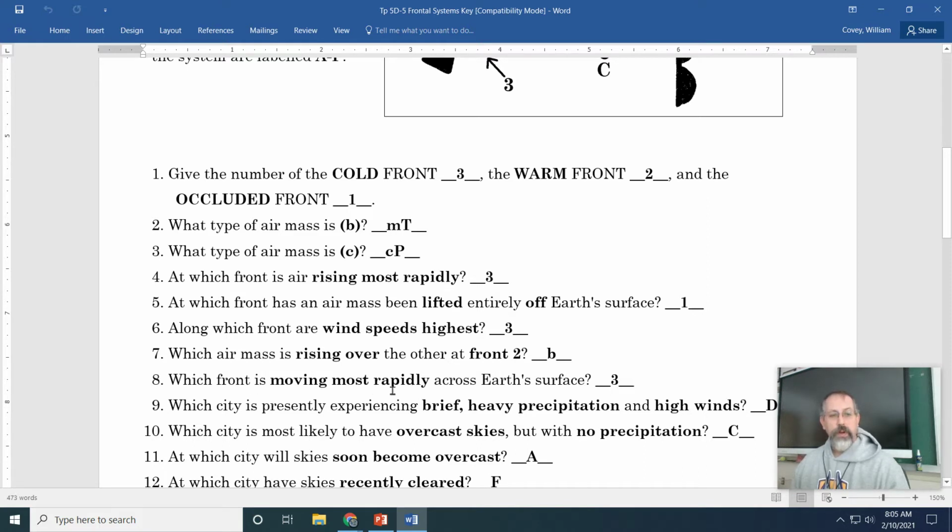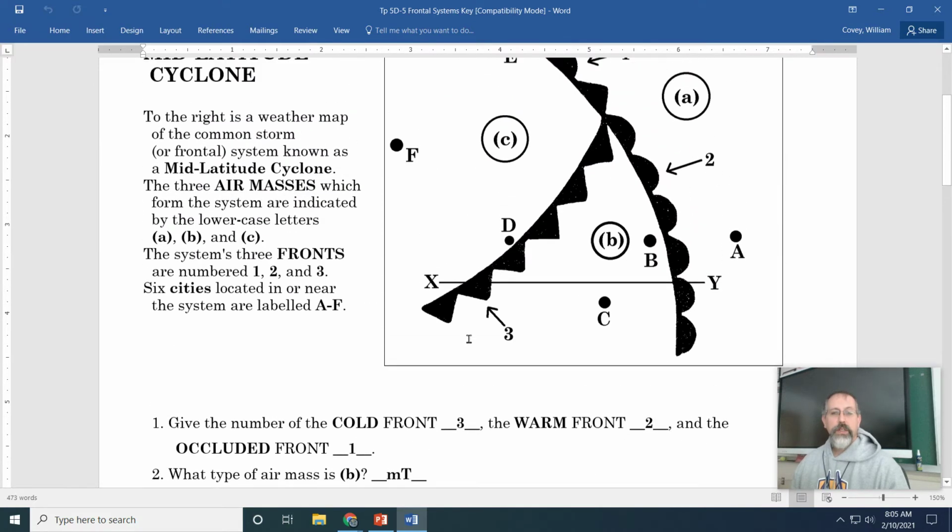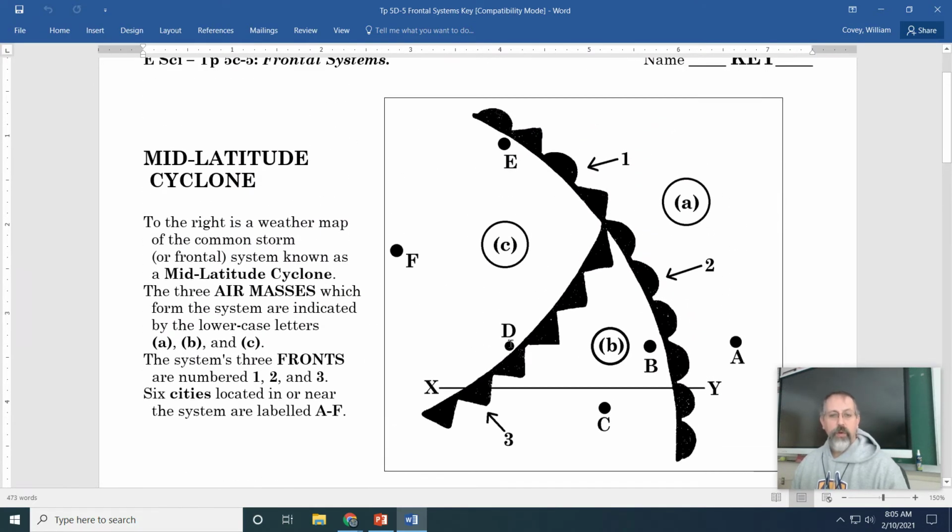Number 8, which front is moving most rapidly across the Earth's surface? So of these 3 fronts, cold fronts move the fastest. They have the easiest time because cold air can plow right through warm air with no difficulty whatsoever.